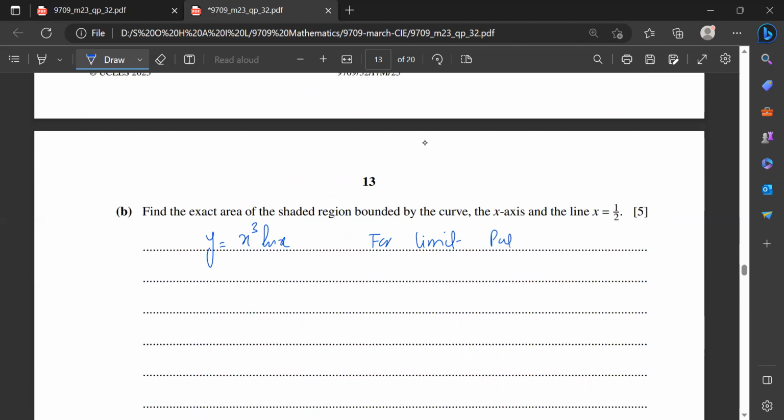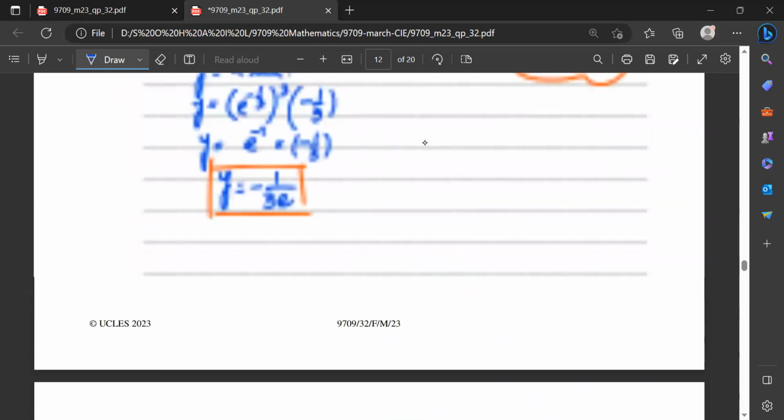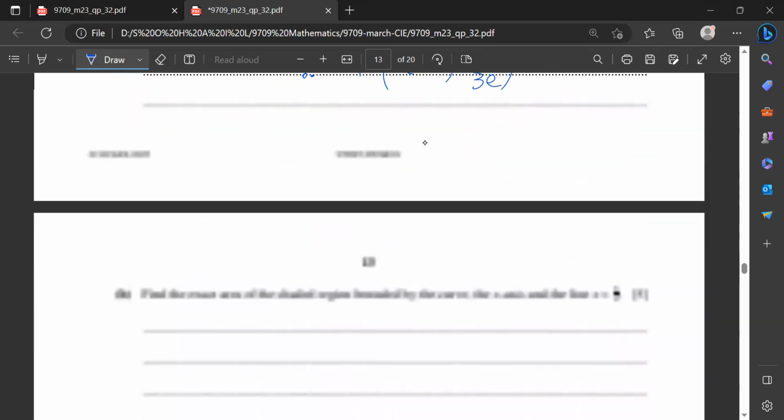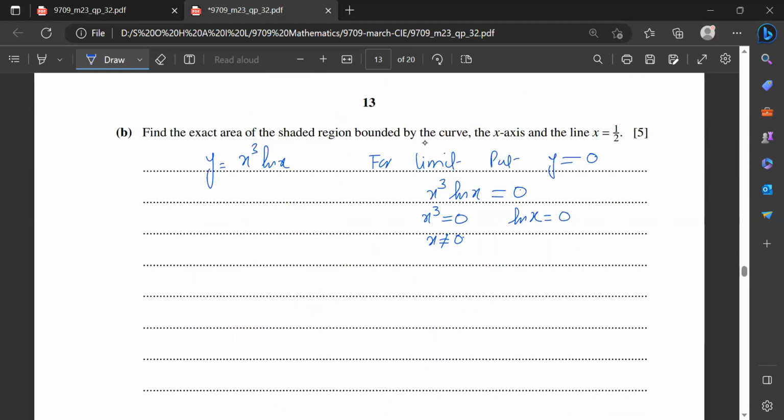So as y is equal to x cube natural log of x, for upper limit, put y equals to 0. For upper limit, put y equals to x cube natural log of x equals to 0. Either x cube equals to 0 or natural log of x equals to 0. x cannot be equal to 0. So here it was not possible because I crossed it out because of this condition which is given in the question, that x is positive, and obviously this is on the right side of the y-axis.